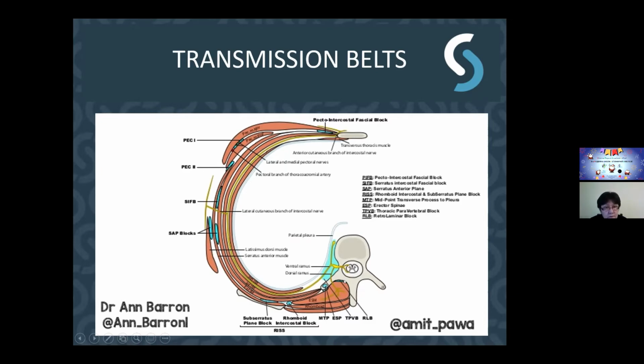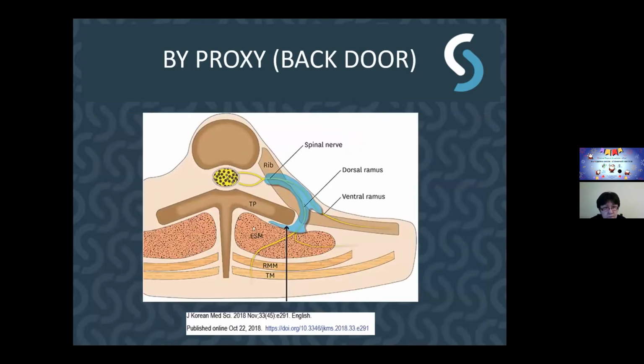And thus, theoretically, there's the same block. But there are some differences, and these differences are important. So, by proxy, this is how we see our erector spinae. You put local anesthesia over the transverse process, and we get spread through fenestrations in the fascia, and it moves deeper and blocks the roots of our nerves.